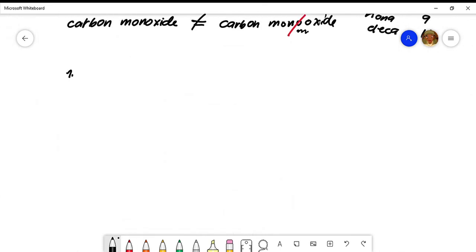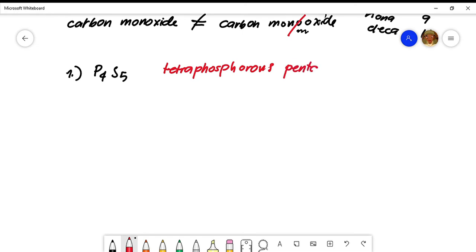So what if we have P4S5? We call this tetraphosphorus pentasulfide. Another is when we have O2. We simply call this oxygen.